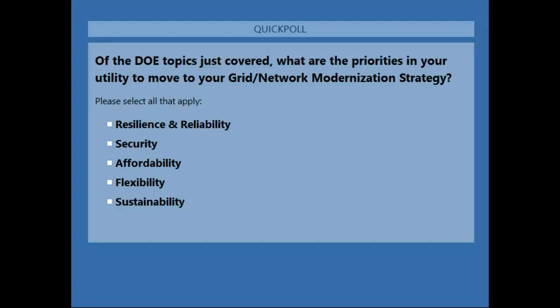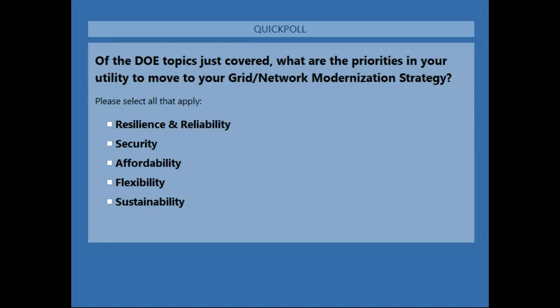So I'm actually curious now. Pat just gave us some good insight, but I'm curious to know what our audience thinks of those 6 themes that we just discussed. So our next poll, I'd like to get an understanding of, of those, we've combined resilience and reliability. Of those DOE topics just covered, what are the priorities in your utility that's going to move your grid or network modernization strategy?